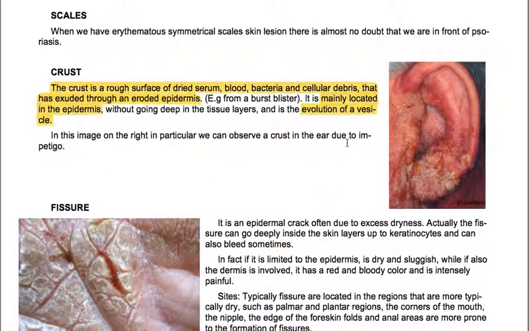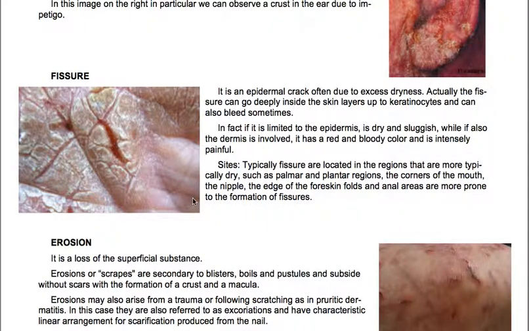Here we can see a crust in the ear due to impetigo. Fissure, it's an epidermal crack often due to excess dryness. Usually the fissure can go deeply inside the skin layers and can also bleed sometimes. In fact, it is limited to the epidermis, is dry and sluggish, while if the dermis is also involved, it has a red and bloody color and this is intensely painful.